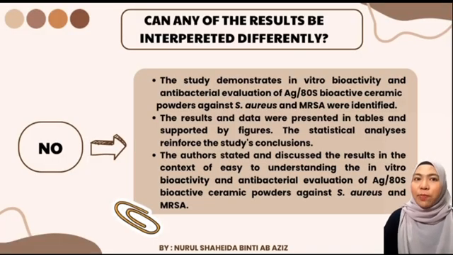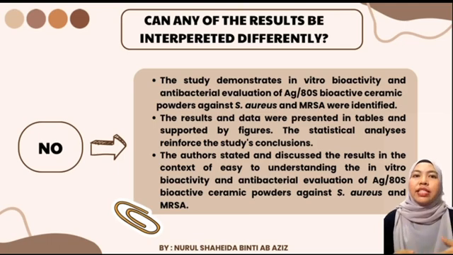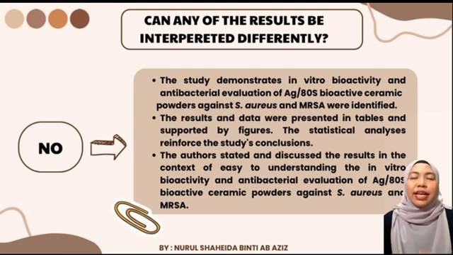Next, I proceed to the next part, which is: can any of the results be interpreted differently? The answer is no. This is because the study demonstrates the in vitro bioactivity and antibacterial evaluation of Ag per ATS bioactive ceramic powders against S. aureus and MRSA. The results and data were presented in tables and supported by figures. The statistical analysis reinforced the study conclusions. The authors stated and discussed the results in a way that is easy to understand, the in vitro bioactivity and antibacterial evaluation of Ag per ATS bioactive ceramic powders against S. aureus and MRSA.